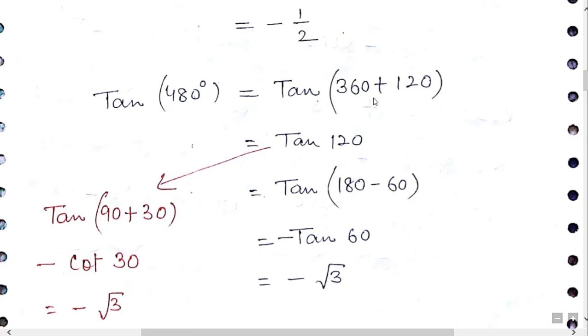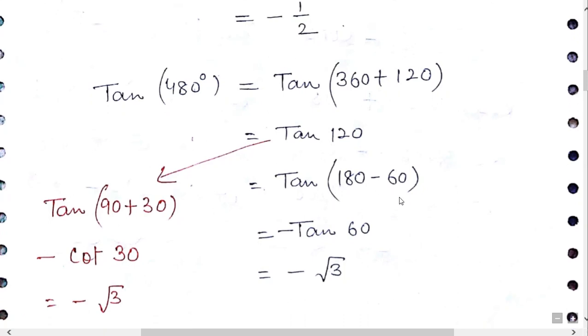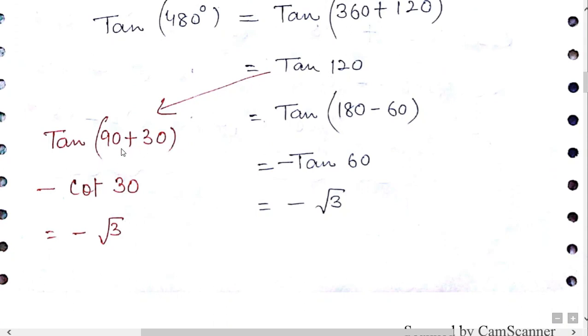Because 360, 720 and all the multiples of 360 are equal to 0 degree, because they lie on the same line. Now the angle is only 120. Now simply convert 120 into 90 plus 30 or 180 minus 60. You can convert in both the ways. When I convert 90 plus 30, then it is cot 30 with negative sign because of second quadrant. But here, with 180, the T ratio doesn't change, so it's minus tan 60. The answer remains the same.